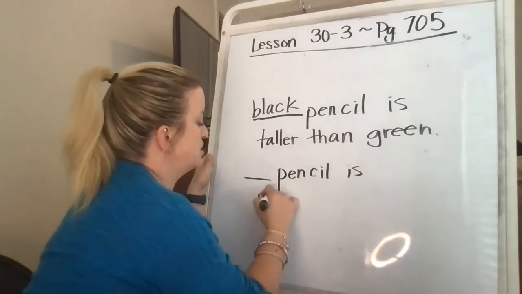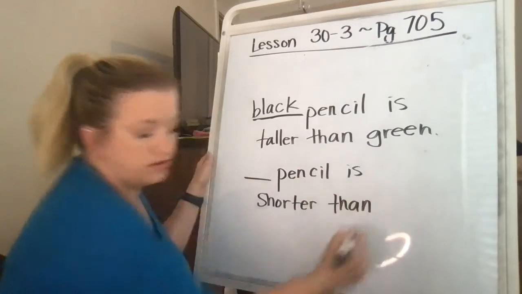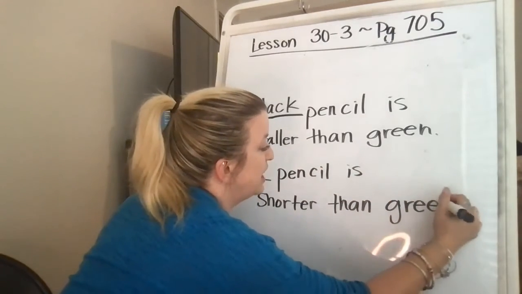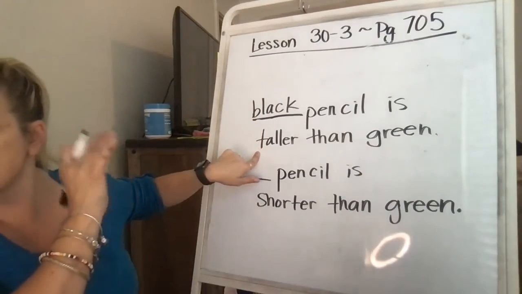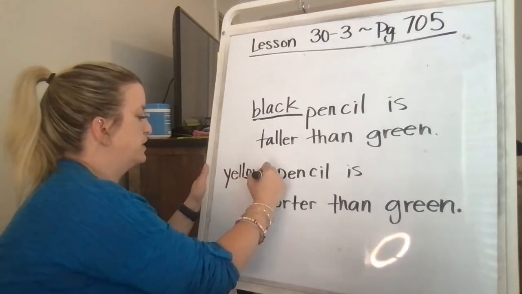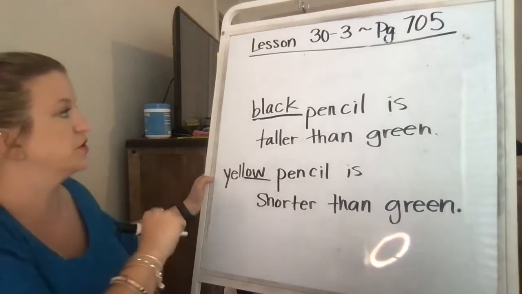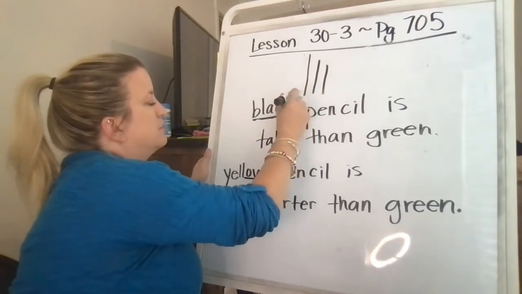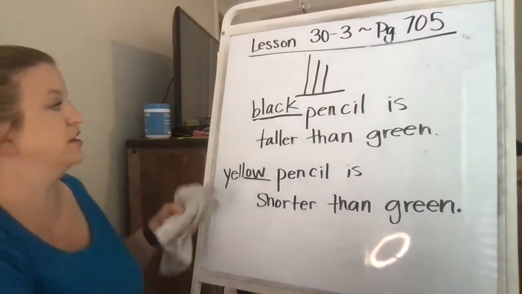The blank pencil is shorter, I think, than the green. So shorter than the green. It can't be the black because the green is taller. So it is the yellow pencil. That one is shorter than the green. So it goes black, green, yellow. If you notice, they're all on that line in your book. They even drew the line on all of these.